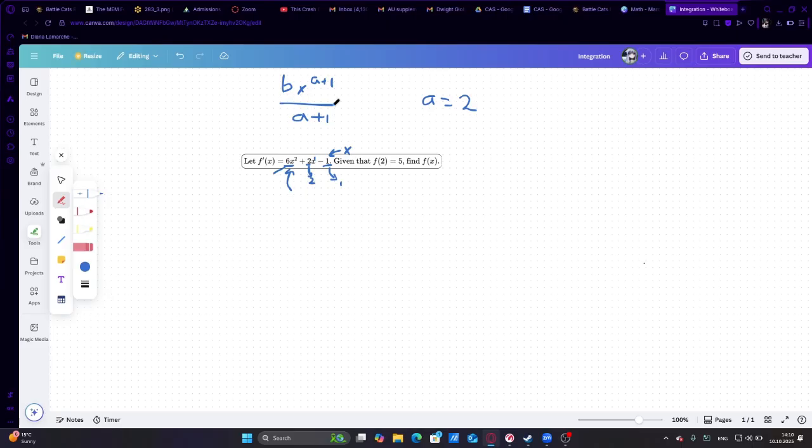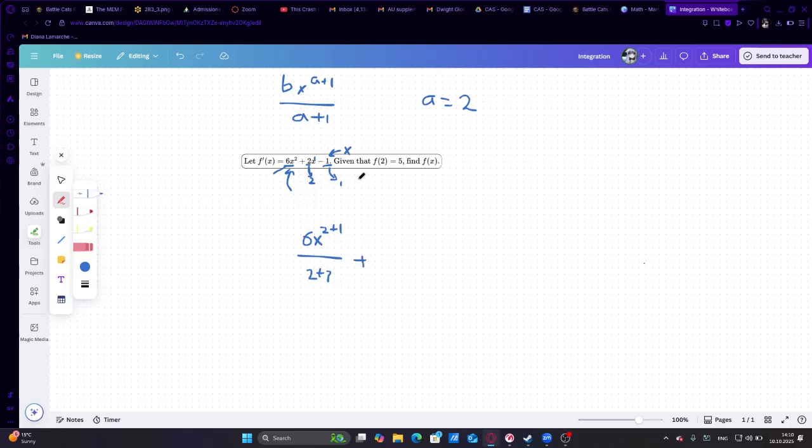Okay, so what do you do for here? Well, you're just plugging everything into the formula. So b is going to be 6 for 6x². x, just keep it like x for now. And then a+1. Well, what is a? a is 2 in this situation, plus 1 over a+1. The a does not change in this situation, so it's just going to be 2+1.